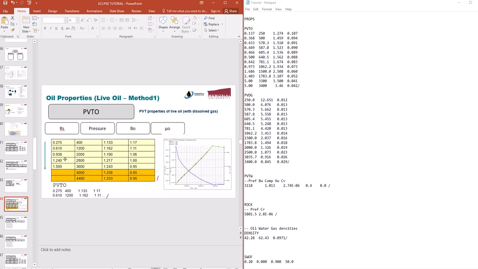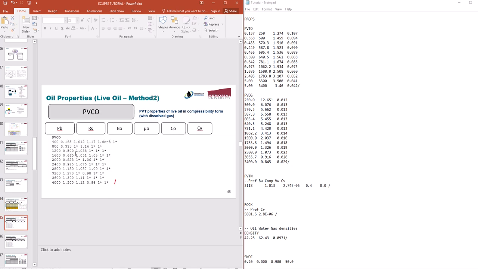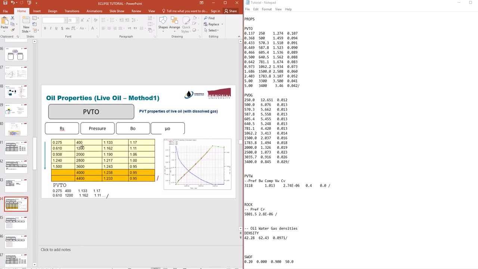Okay, that was for the dead oil, but most probably you are going to deal with live oil, because somehow in your system, after a while, pressure will decline and be less than the bubble point pressure, so you need to provide the data for that as well. For live oil, we also have two methods to give the oil properties. The first keyword is PVTO. In the dead oil we had PVDO, but for live oil it is PVTO.